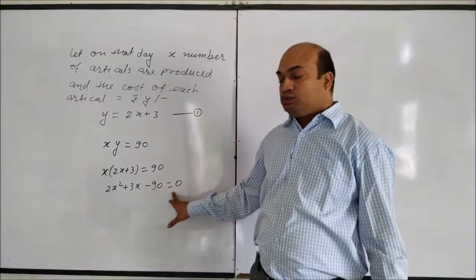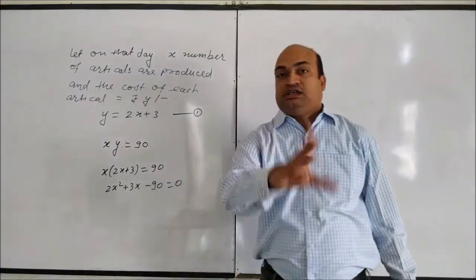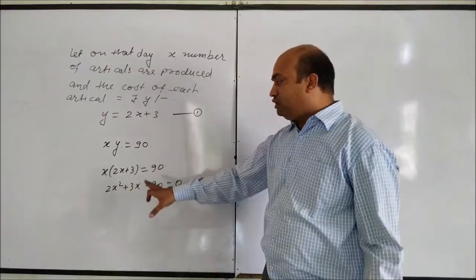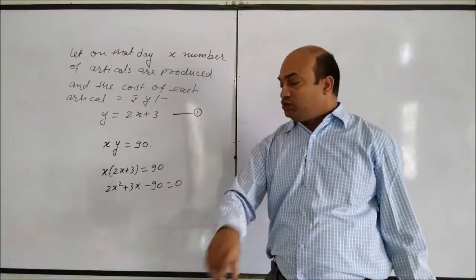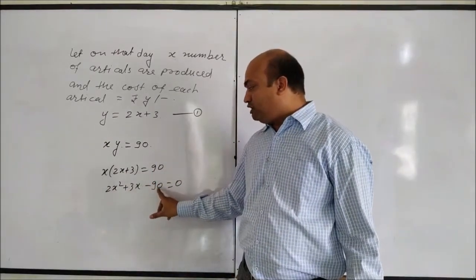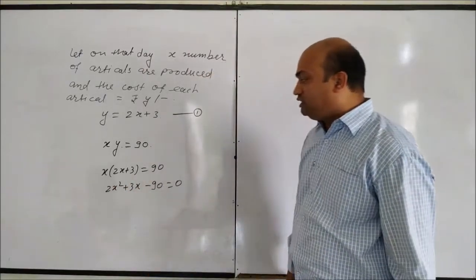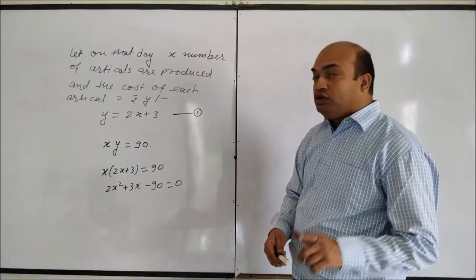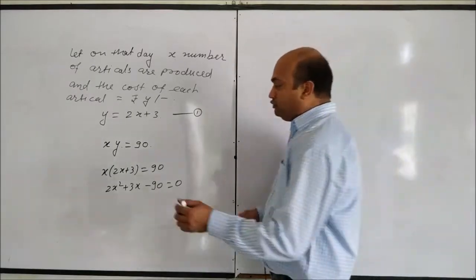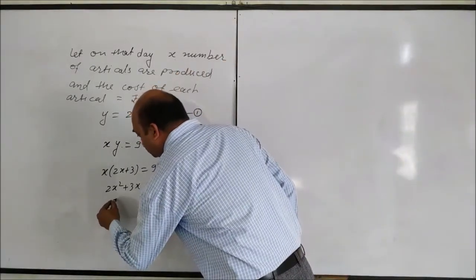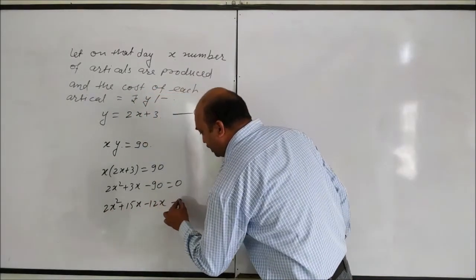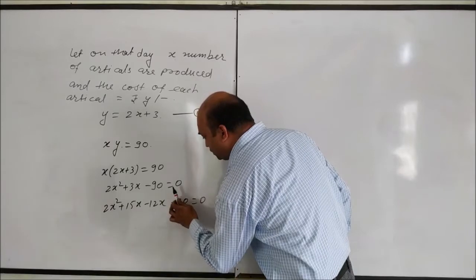So what we do, we will solve it by factorization method. So better we find two numbers, product of them should be the product of this and this, that is 180, and sum or difference should be 3. Such two numbers are 15 and 12. So we can write as 2x square plus 15x minus 12x minus 90 is equal to 0.